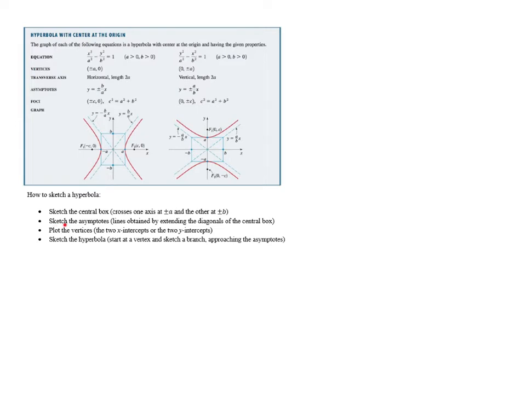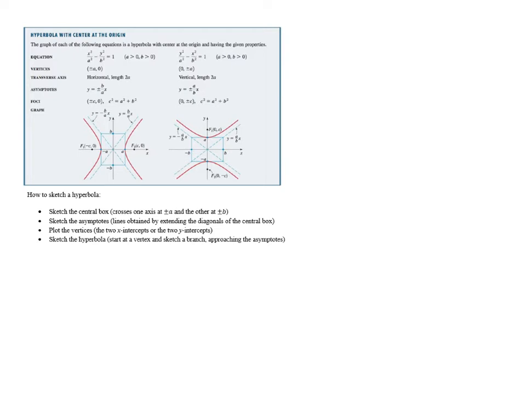Once we have the central box, we can sketch the asymptotes, which are the lines that are obtained by extending the diagonals of the central box. Next, we'll plot the vertices, the 2 x-intercepts or y-intercepts. Those will be on the edge of the central box. And then lastly, we sketch the hyperbola by starting at each vertex and then drawing the hyperbola outward so that it is asymptotically approaching those asymptotes. We want it to get closer and closer to those asymptotes.